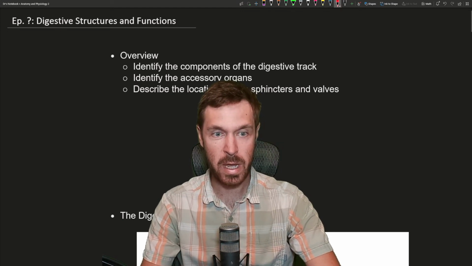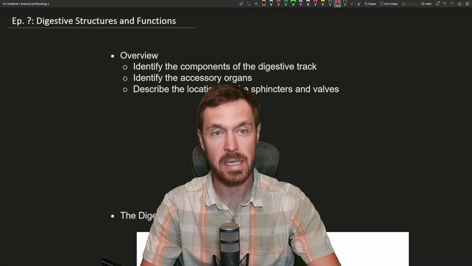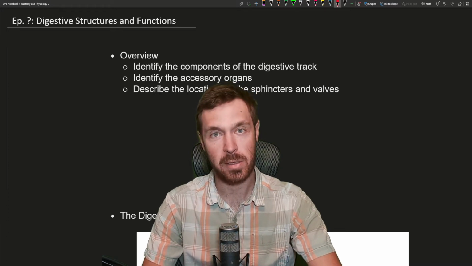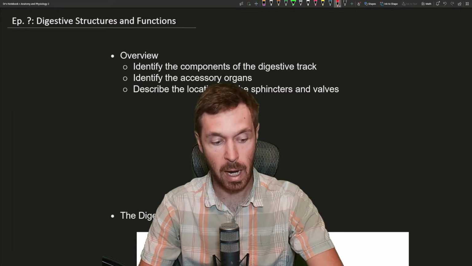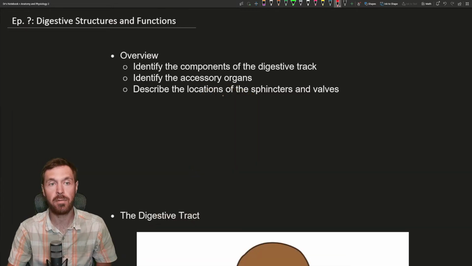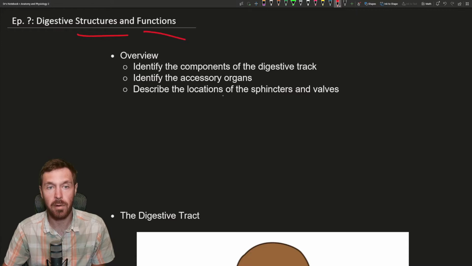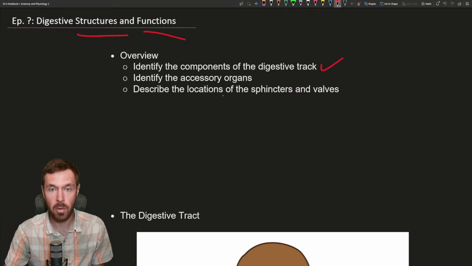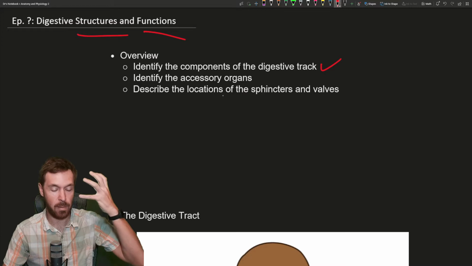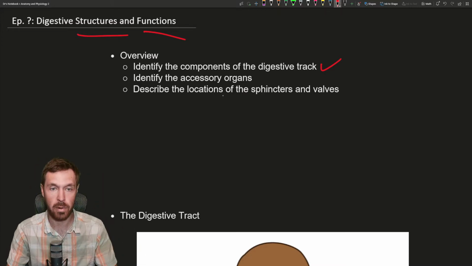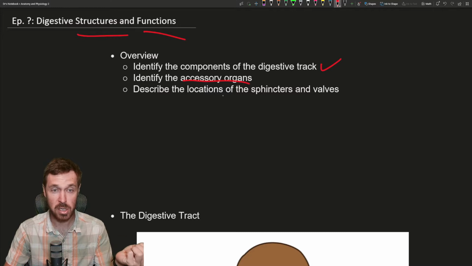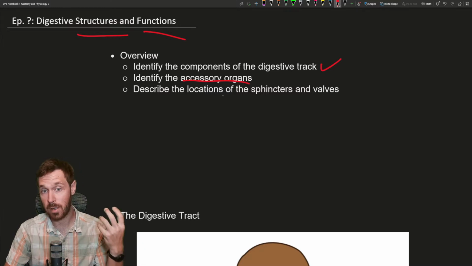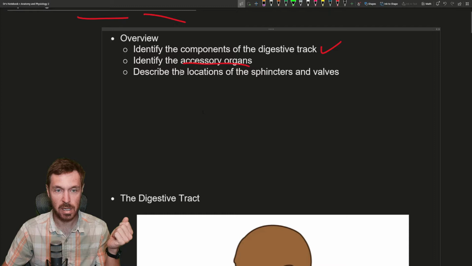So this week we are going into the digestive system, talking about the structures of the digestive system and going over the functions and physiology. The first video here, we are focused just on structures and functions. So we're going to look at the components of the digestive tract, all the way from the mouth to the anus, all the way through. And then we're going to look at the accessory organs, which are also supporting digestion. And then we're going to look at some of the locations of the sphincters and valves.